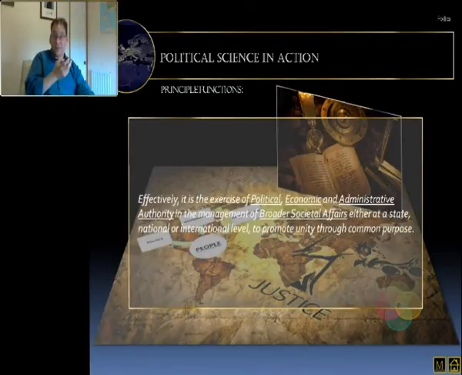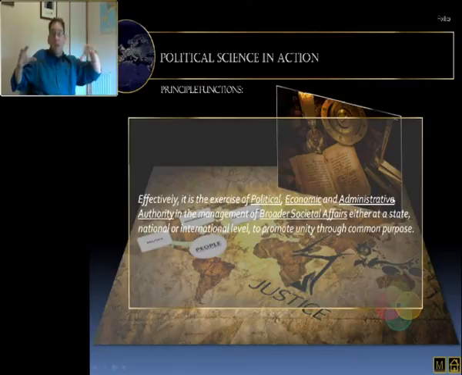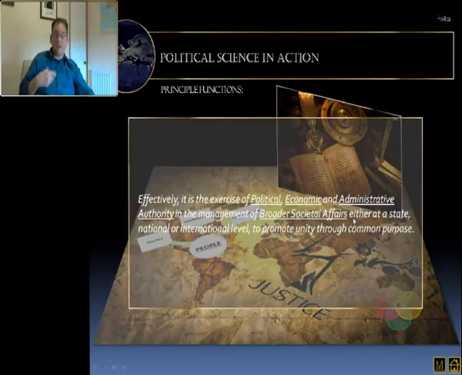Effectively, it is the existence of political, economic and administrative authority in the management of broader societal affairs, either at a state, national or international level, and, as we were saying before, on a local level, to promote unity through common purpose. Whatever that common purpose may be. More often than not, and as we've been building up, the common ground is social affairs, and the fact that we're all looking for prosperity, safety and the rest that goes with it, but it's also through economics. So, common purpose.